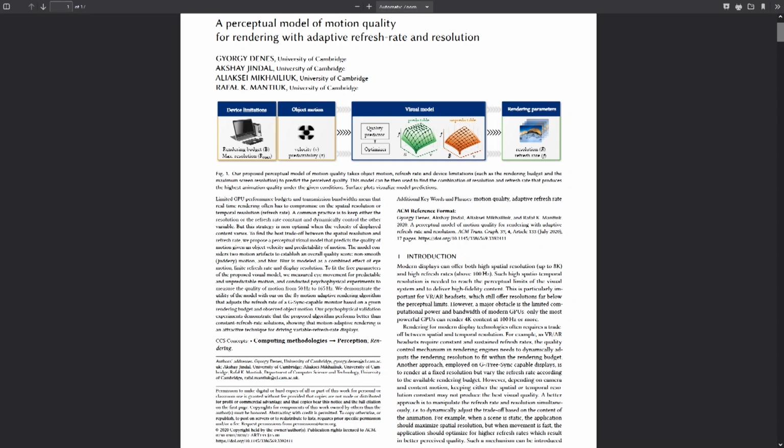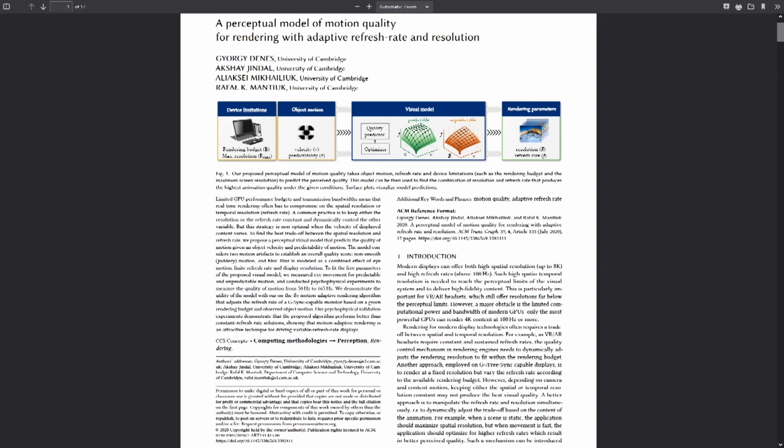The motivation for this work is that GPU budgets tend to be very limited, and transmission bandwidths mean that real-time rendering often has to compromise on the spatial resolution or the temporal resolution, in other words, the refresh rate. A common practice is to keep either of those constant and dynamically control the other variable, but this strategy is non-optimal when the velocity of the displayed content varies, such as when you have fast-moving objects on the screen. And as display capabilities are exceeding the available rendering and transmission bandwidth, it is very necessary to adaptively control the quality of rendered images through both variables at the same time.